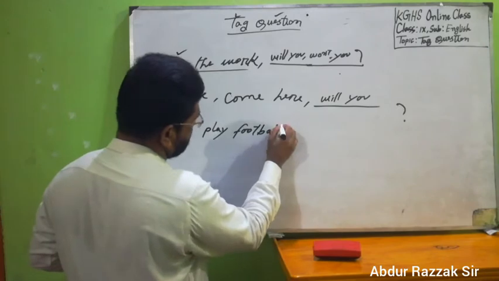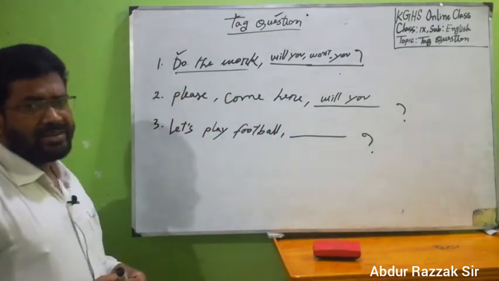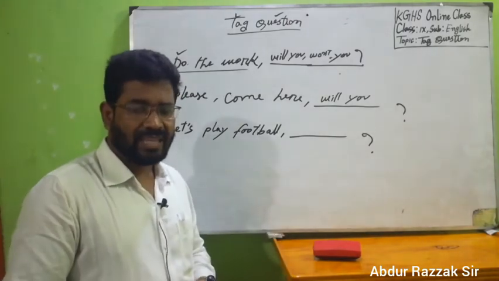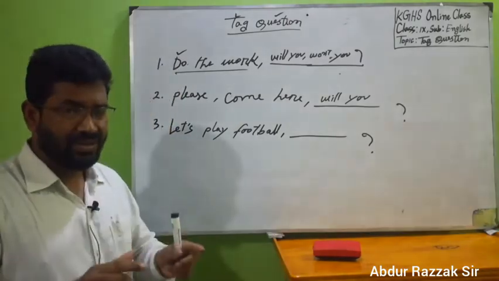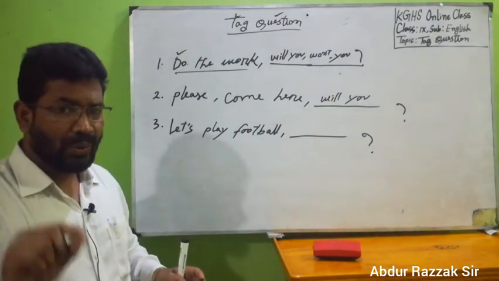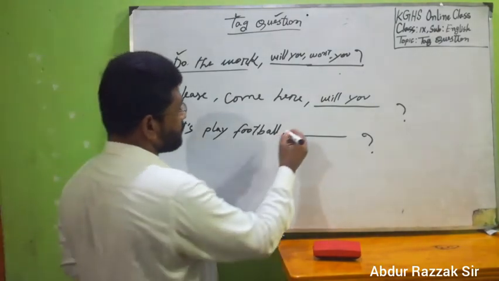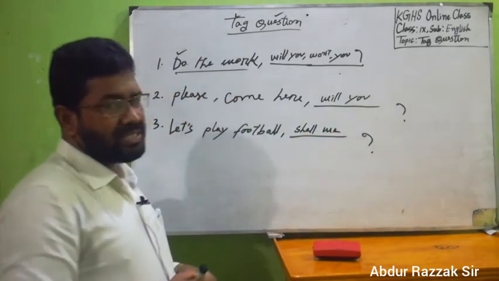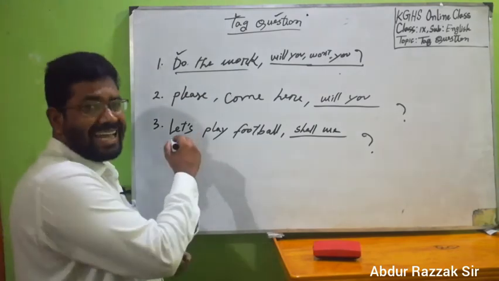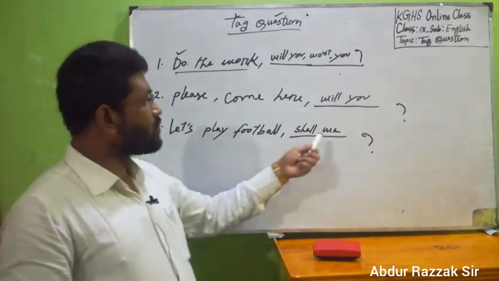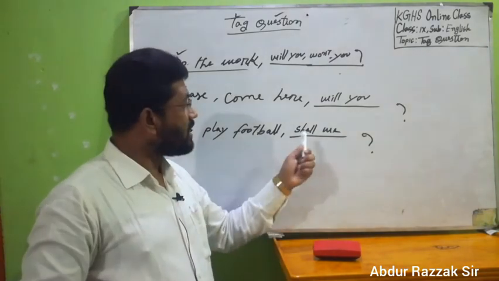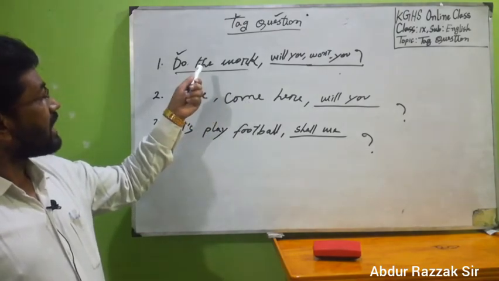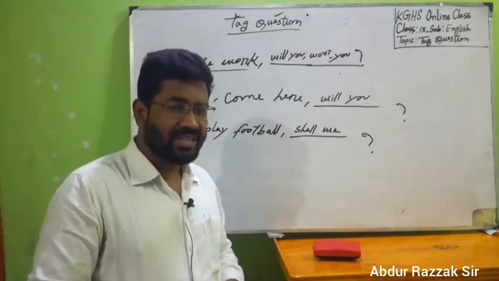Let's play football. Dear students, this is also an imperative sentence and it's a proposal. Let's play football. If the imperative sentence denotes any proposal, you will write shall we, because in this proposal let's means let us, so we have to write we as the pronoun of the tag question. Yes students, I think if you can understand these 3 rules of imperative sentences, you will be a gainer.